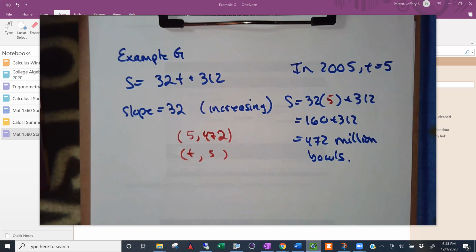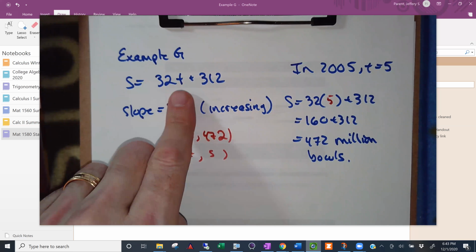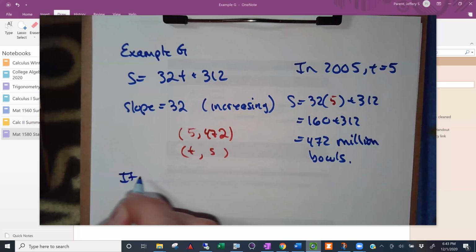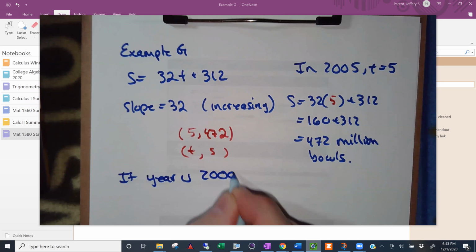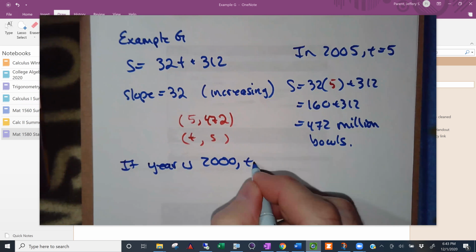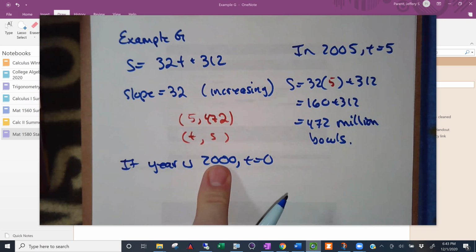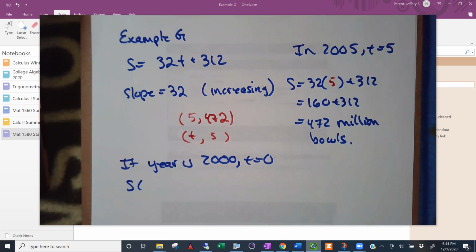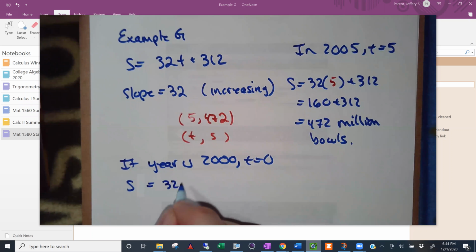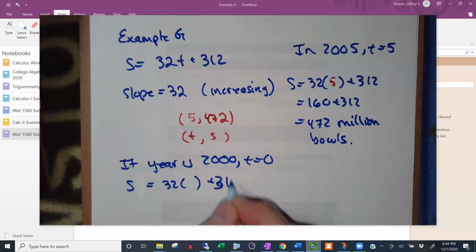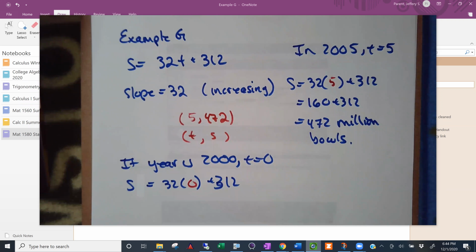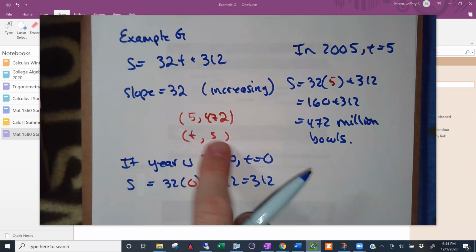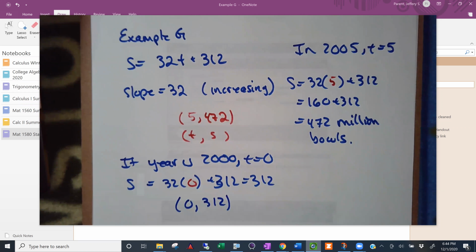So for the other one, for the ordered pair, it's 0, 312. Does that mean T equals 0? Yeah, so what's going on here is, if the year is 2000, that means T is 0, because T is the number of years after 2000. So that's where you get T equals 0. And if I put T equals 0 into this equation, S equals 32 times 0 plus 312. So when I put in T equals 0, this disappears and I get 312. So following this format, you put in the T and then the S. I put in a 0 and I get 312. So that's where I got that point from.